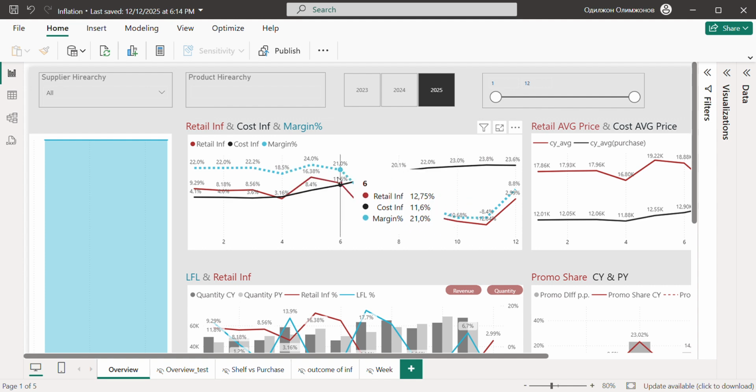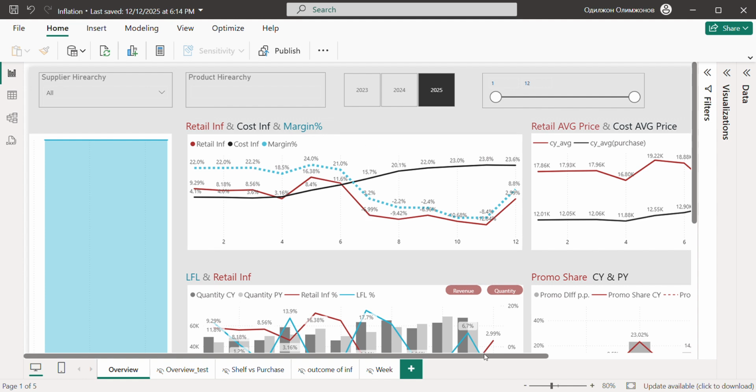Okay, so we can see that starting from 6 months, the retail price started to decrease and get down in negative numbers, while cost inflation started to accelerate and went up till 24%, while the margin change is getting down and down and decreased in negative numbers as well. So this is really expected when the gap between cost price and retail price is getting smaller, right?